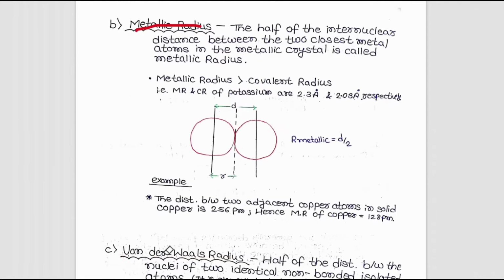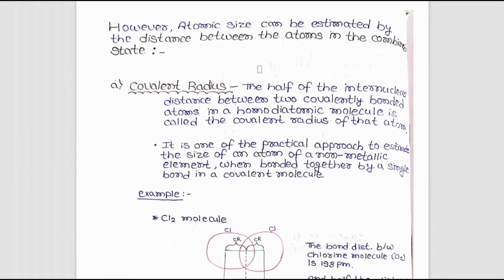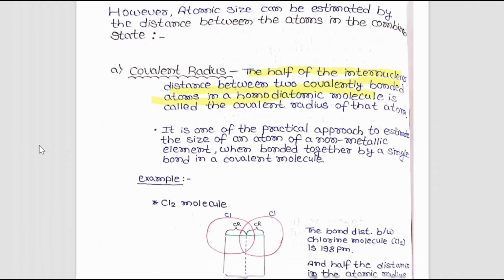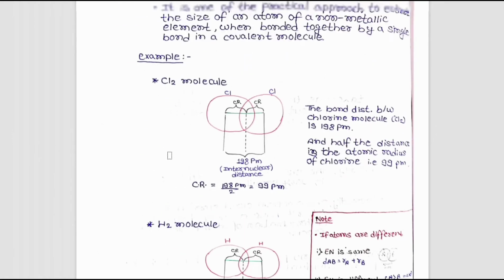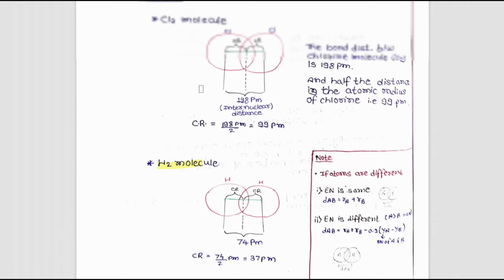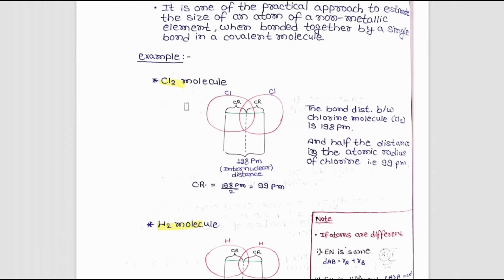Here, let us see covalent radius. Covalent radius is half of the internuclear distance between the two covalently bonded atoms in a homodiatomic molecule. Some of the examples of covalent radius are the chlorine molecule and the H2 molecule. Here you can see the structure.